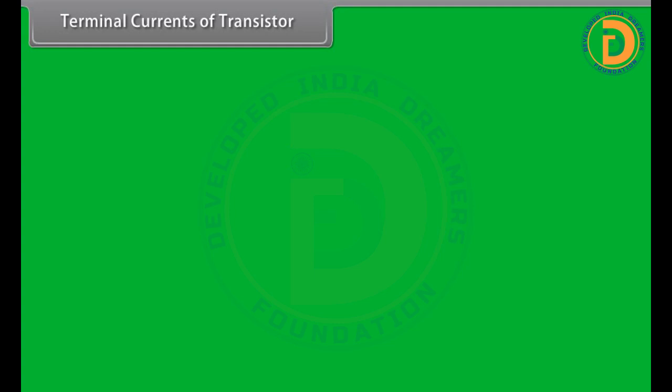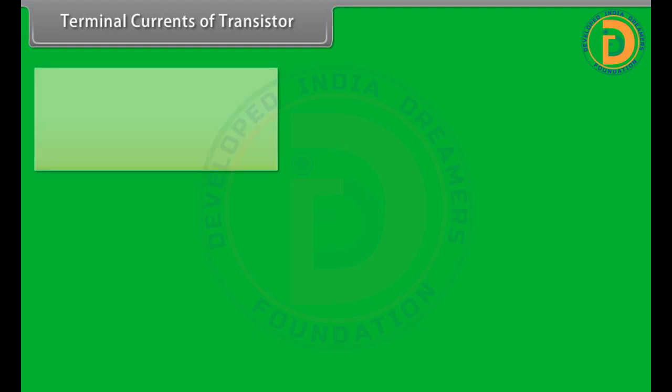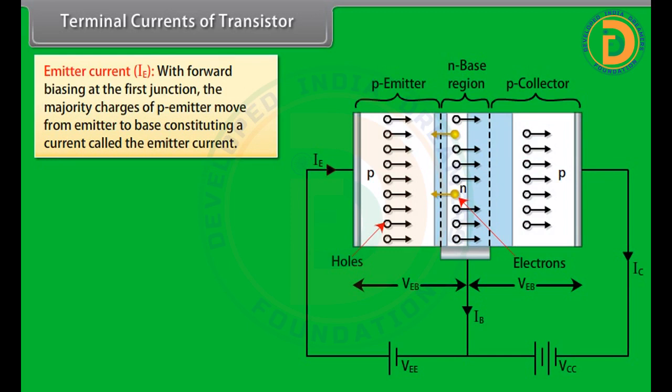Terminal currents of transistor. We consider a PNP transistor to understand the different terminal currents. Emitter current, IE. With forward biasing at the first junction, the majority charges of the P emitter move from the emitter to the base, constituting a current called the emitter current.